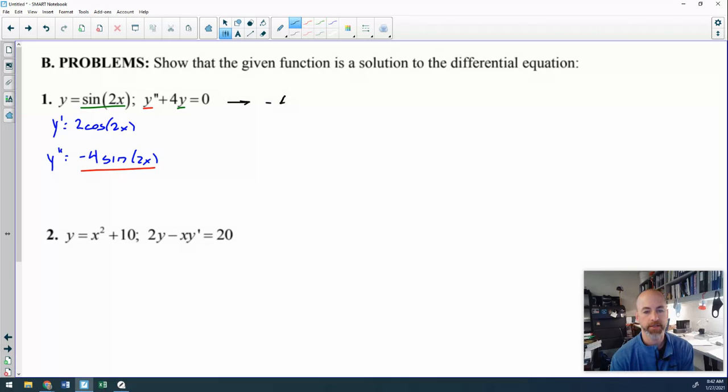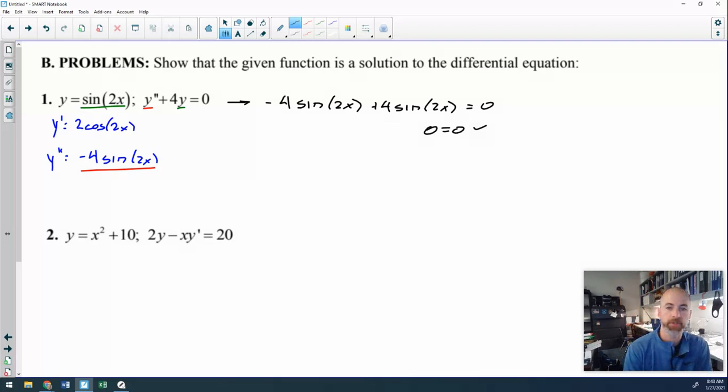Y double prime is negative 4 sine 2x plus 4 times y, which is sine 2x. And you can see quite easily, hopefully, that negative 4 sine 2x plus 4 sine 2x is indeed 0. And so that is the solution to the differential equation. So they're not too bad, not too bad. First couple are really straightforward.